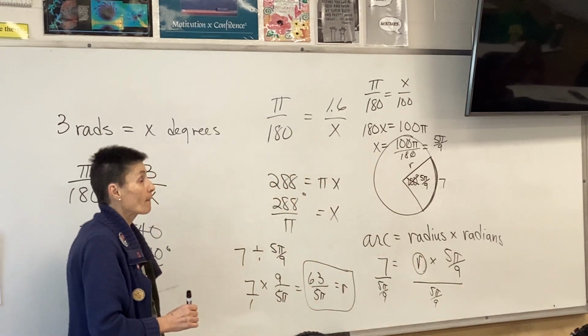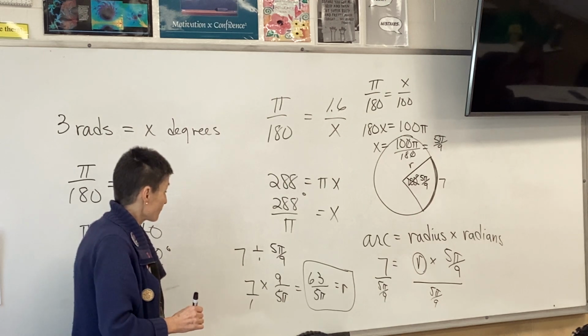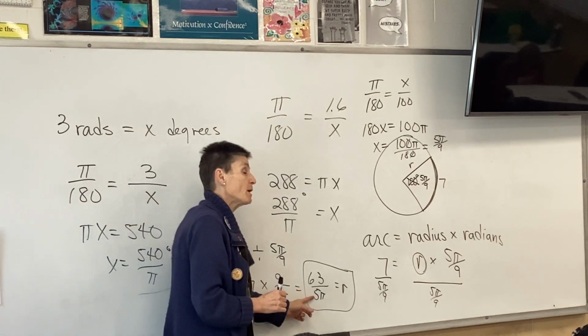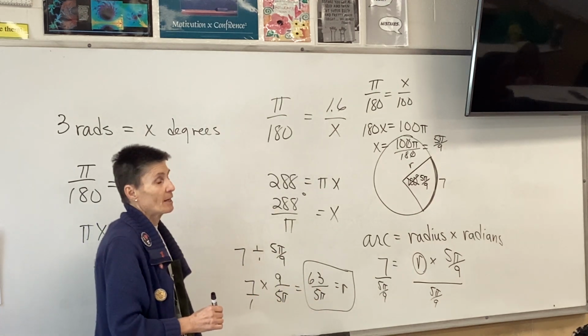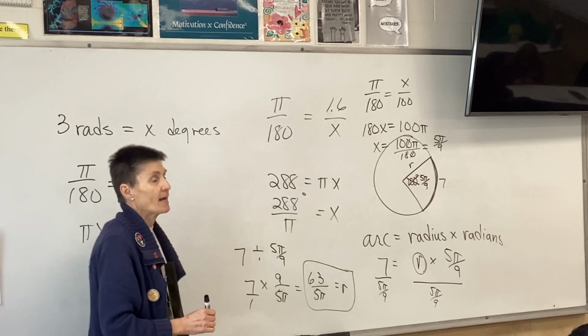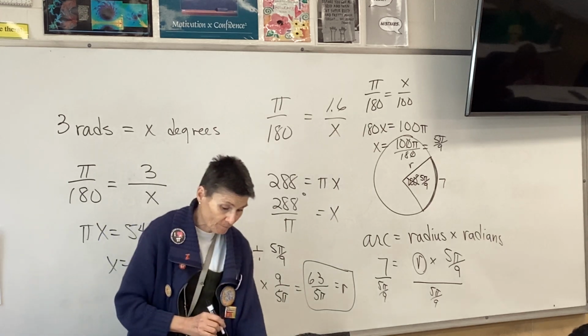Do you ever want us to reduce it all the way? You mean get a decimal for it? Yeah. Well, the directions would say something like round to the nearest hundredth or something like that. Then you would type it in.